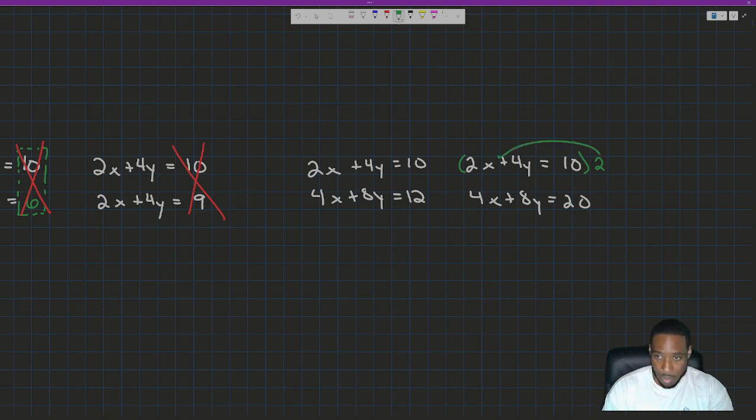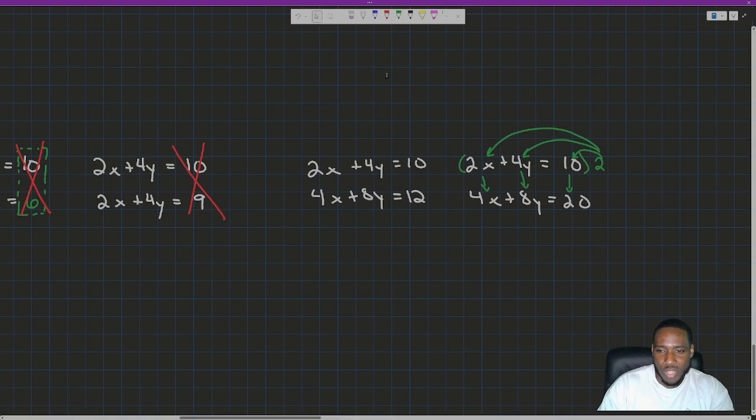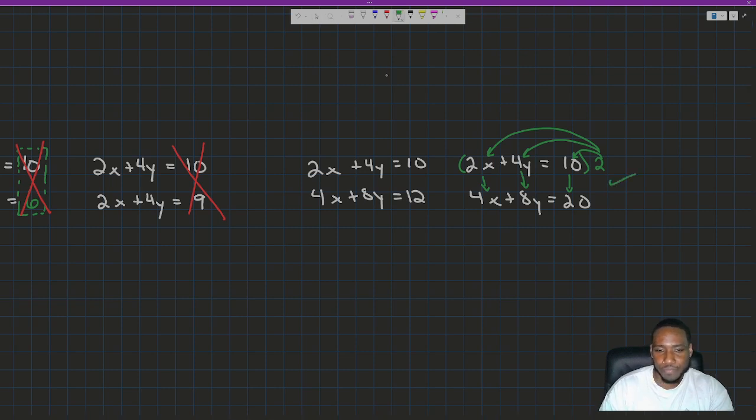2 times 2x gives us 4x. 2 times 4y gives us 8y. 2 times 10 gets us 20. So that shows again that those two are equivalent equations. That is good to go.